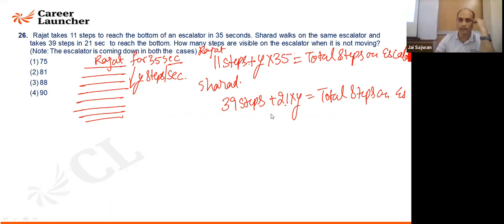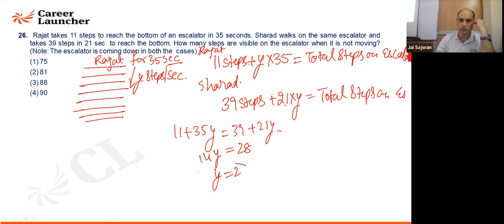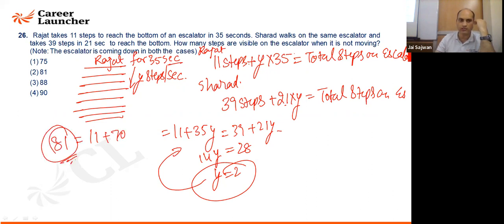So what I can do here is equate it: 11 plus 35y is equal to 39 plus 21y. I'll separate it as 28, this goes here 14y. I'll say y is 2. The speed of escalator is 2 steps per second. So I'll put y is equal to 2 here. These are the total steps. It is 11 plus 70, that comes out to be 81. Your answer is 81 steps.